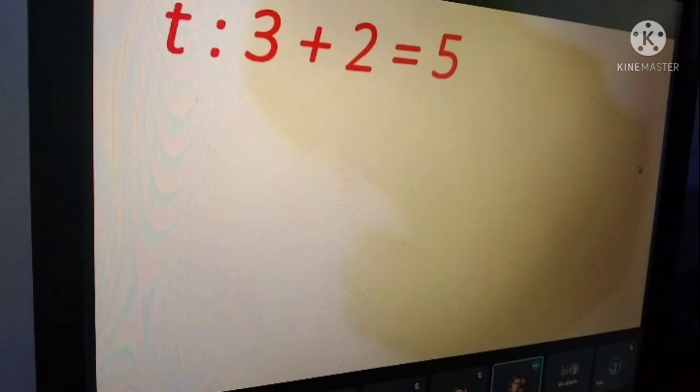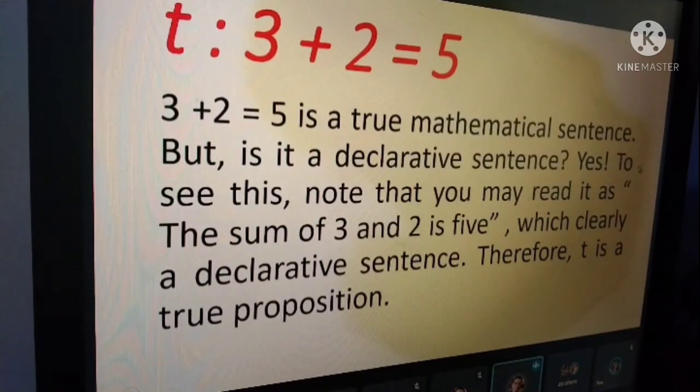Next is T equals 3 plus 2 equals 5. No? The proposition T, 3 plus 2 is equal to 5, is an example of a proposition because 3 plus 2 equals 5 is a true mathematical sentence, and it is a declarative sentence. The answer is yes. To see this, note that you may read it as the sum of 3 and 2 is 5, which is clearly a declarative sentence. Therefore, T is a true proposition. The proposition T is a true proposition because its truth value is true. We know that 3 plus 2 is 5.